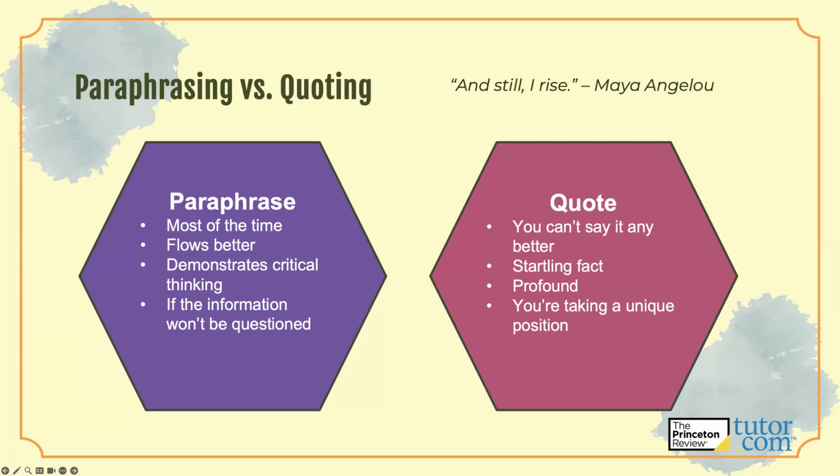This is when a quote is absolutely necessary. Also, if you're taking a very unique position, and that relies on the reader understanding exactly what other writers have said about this topic, then you might want to quote. That's more appropriate. Just be sure that when you're quoting, you use proper transitions and phrases that lead up to and out of your quote to make it flow into the rest of your paper and also to provide the appropriate amount of context.